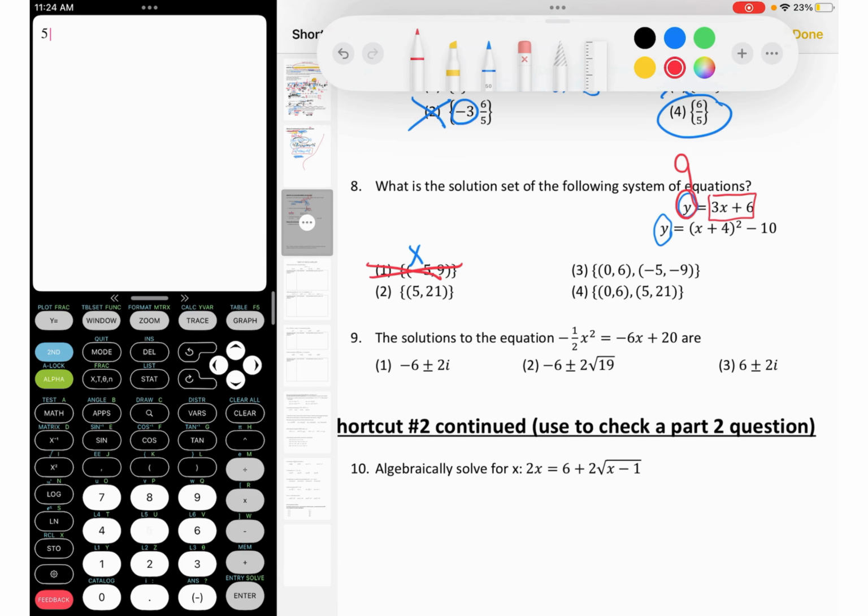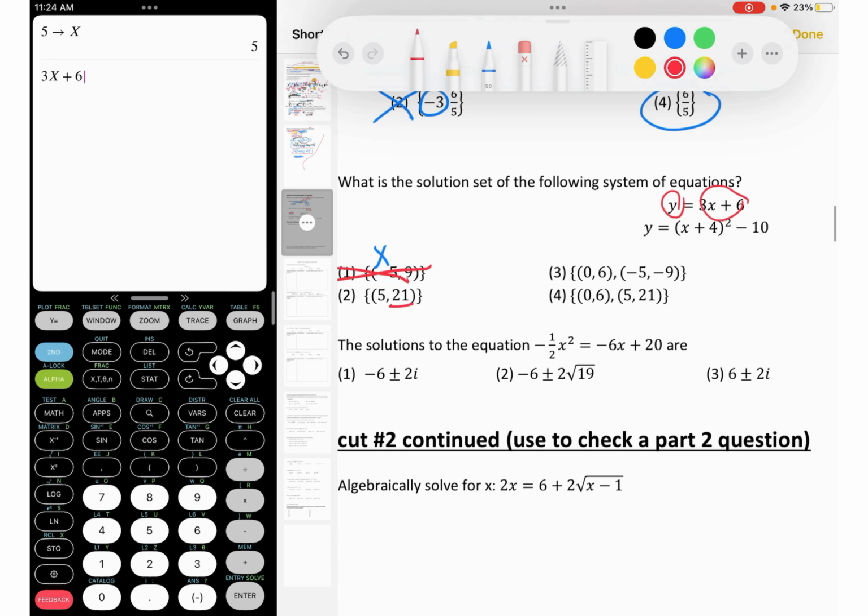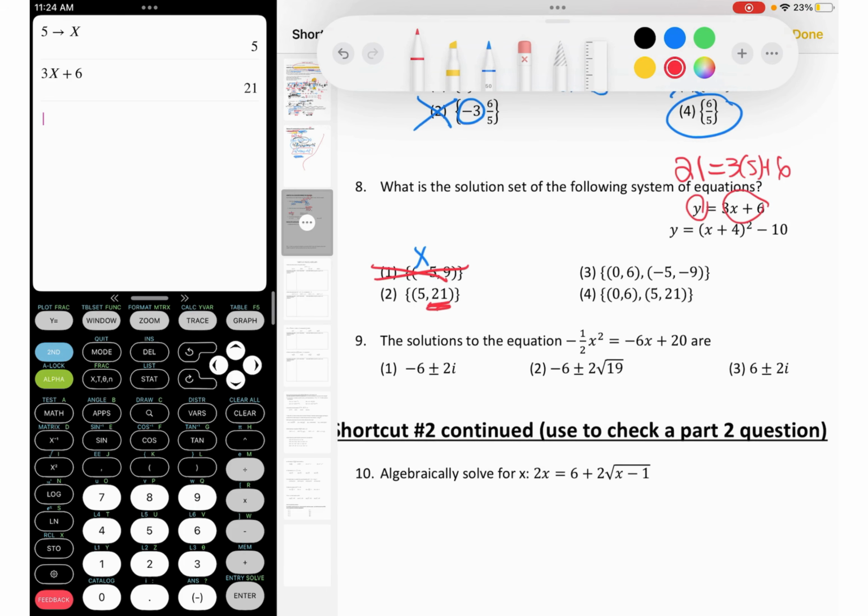Choice 2 says x is 5, so I'm going to do 5 stow x, enter, and again, type it in as 3x plus 6. What I'm looking at here when I type it in for y is that y should be 21. So you're going to get 21 equals whatever I get when I plug in 5 for x, which I just typed into my calculator. I get 21. So that means that (5, 21) is an answer, but that doesn't mean choice 2 is the answer.